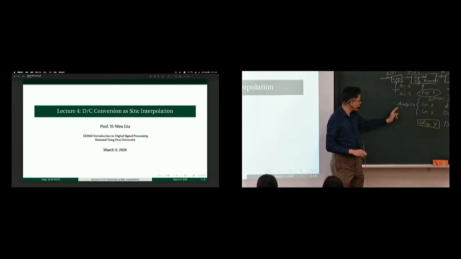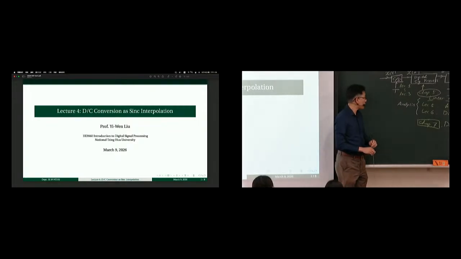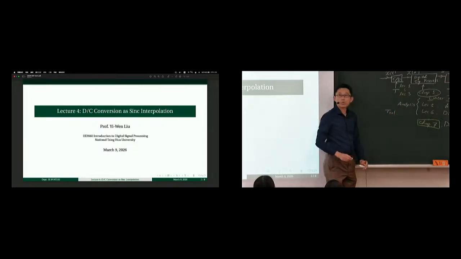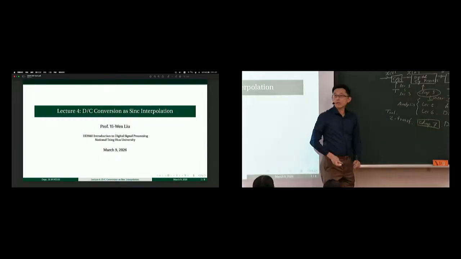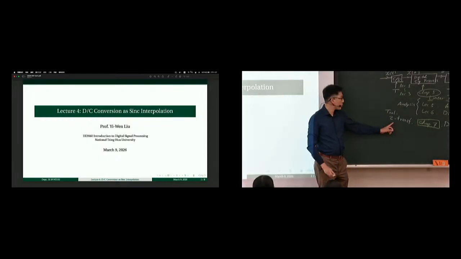I think most of the analysis, some of you might have learned from signals and systems. So for analysis, we'll introduce some tools. And the main computational tool for analyzing these difference equations is the Z transform. You'll review the Z transform. Most of that has probably been covered by signals and systems.